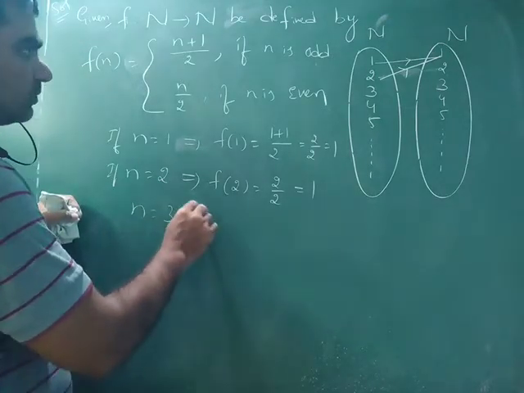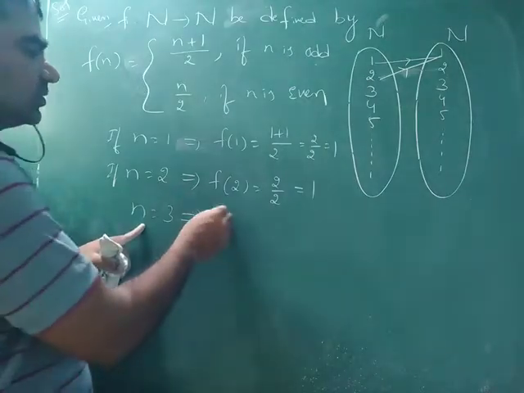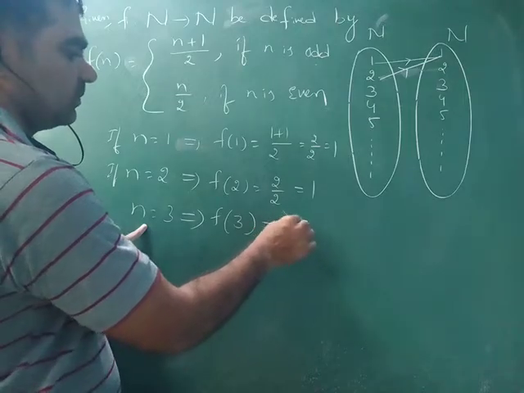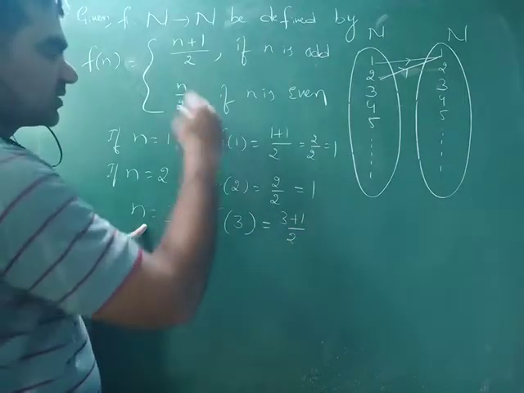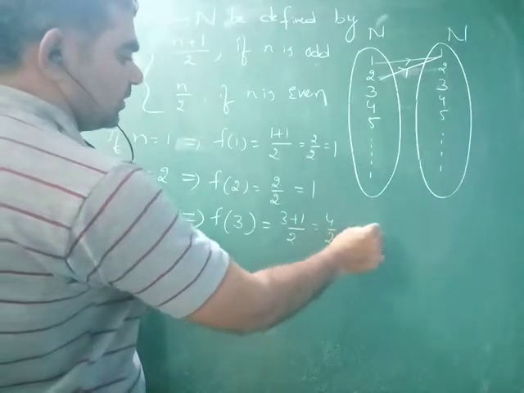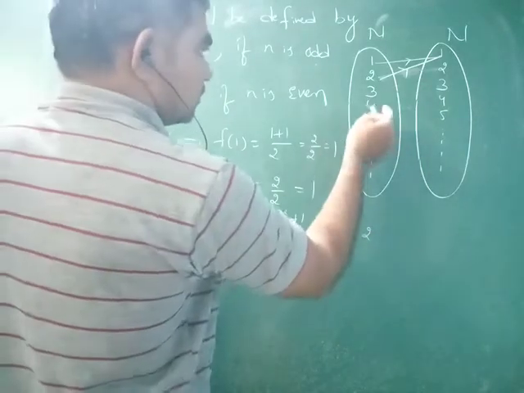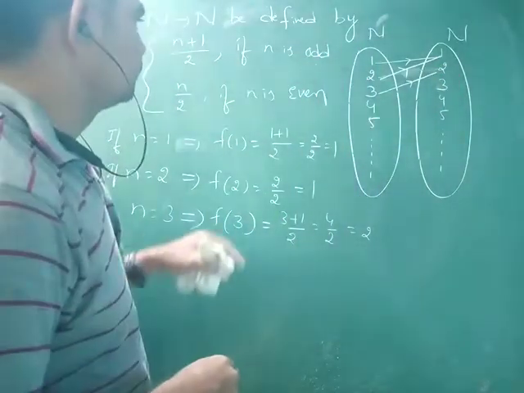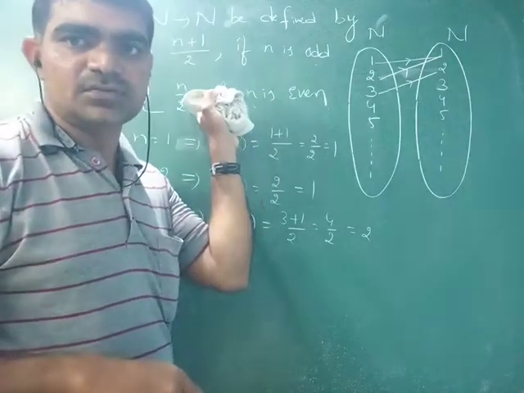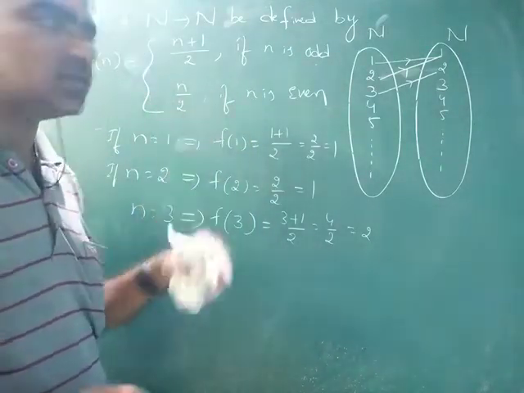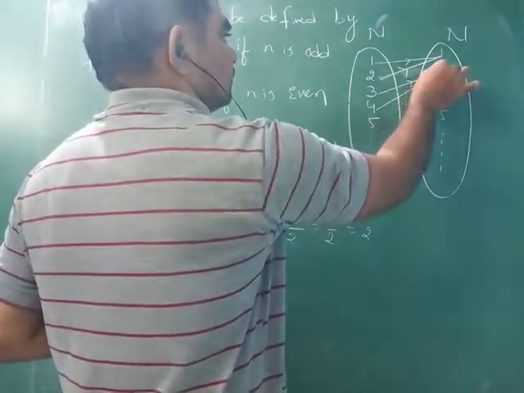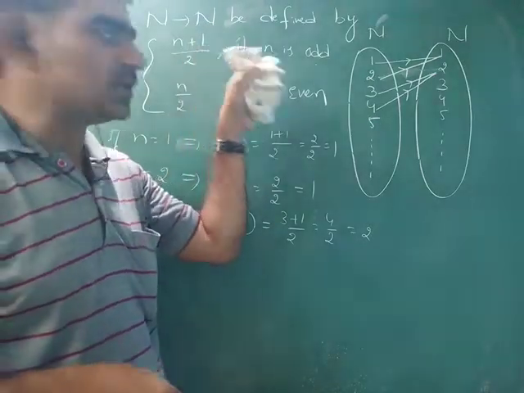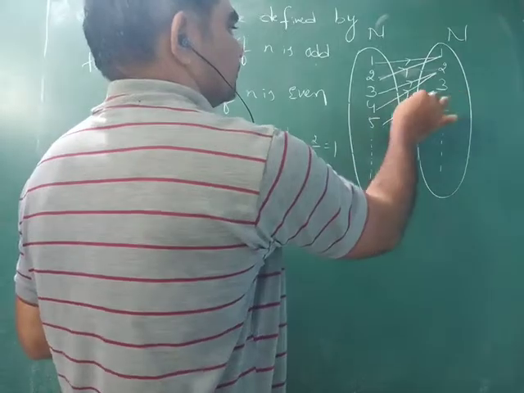Onto, check. What about f of n for n equal to 3? For f of 3, what will we get? First case, (3 plus 1) by 2. What will you get? 4 by 2, which is 2. So for 3, the image is 2. For 4, even case, n by 2, so 4 by 2 means 2. For 5, again odd case, (5 plus 1) by 2, 6 by 2, again 3. Correct or not?